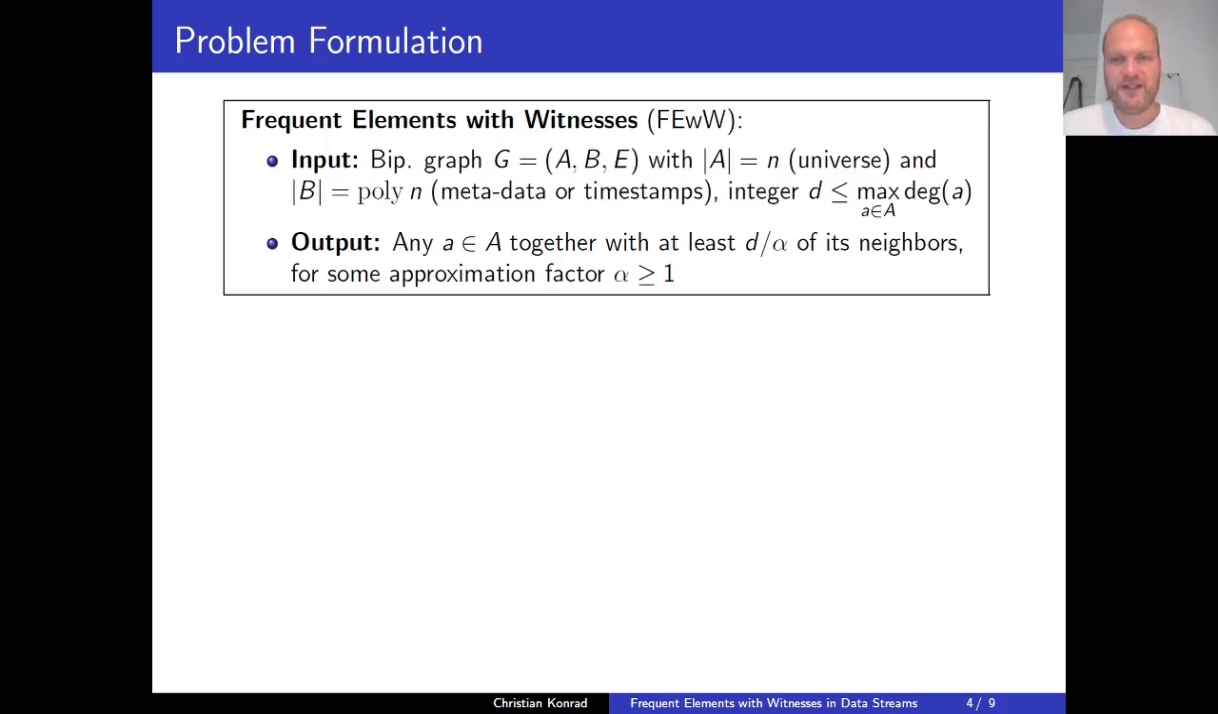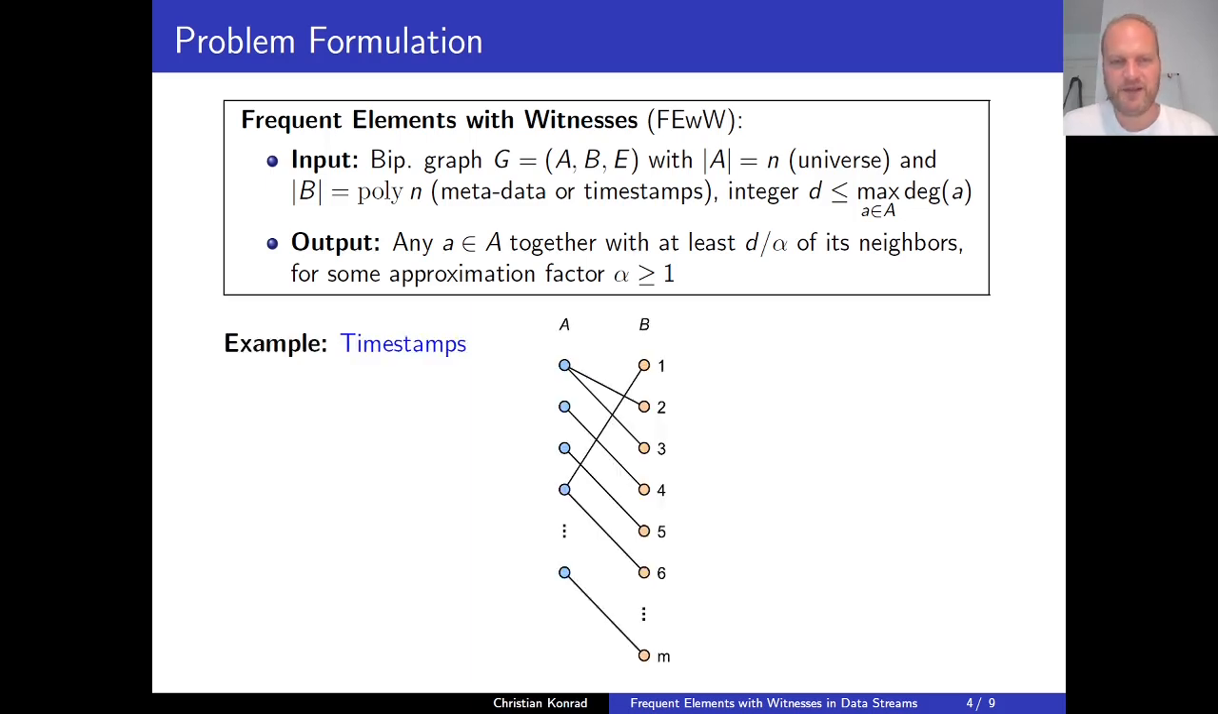We are also given an integer d, which will be upper bounded by the frequency of the most frequent item, which corresponds in this graph to the maximum degree of an A node. The output then should be any A vertex together with at least d over alpha of its neighbors for some approximation factor alpha, meaning that ideally we would like to produce at least a witness set of size d. However, we allow for some approximation, and this is where alpha comes in. So the witness set doesn't necessarily have to be quite as large as d.